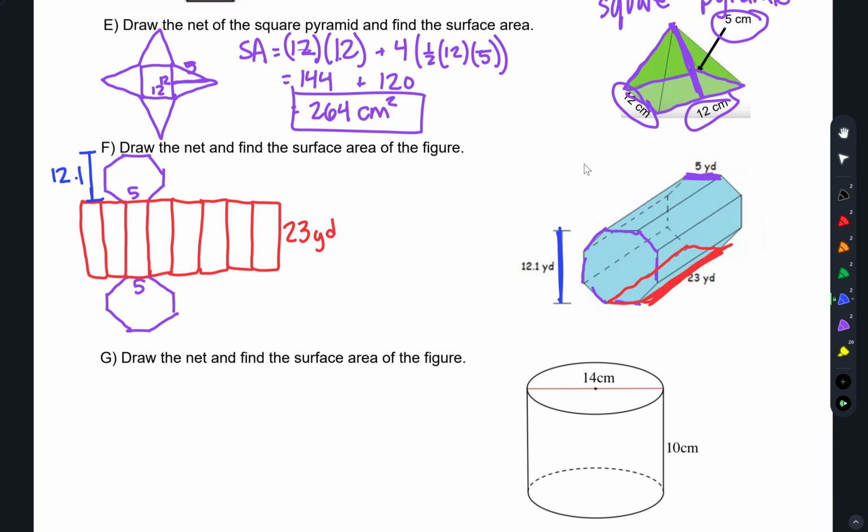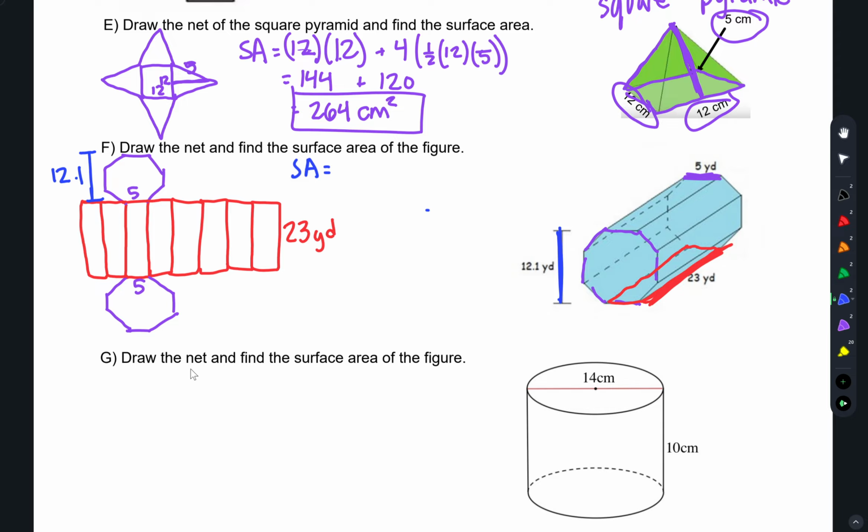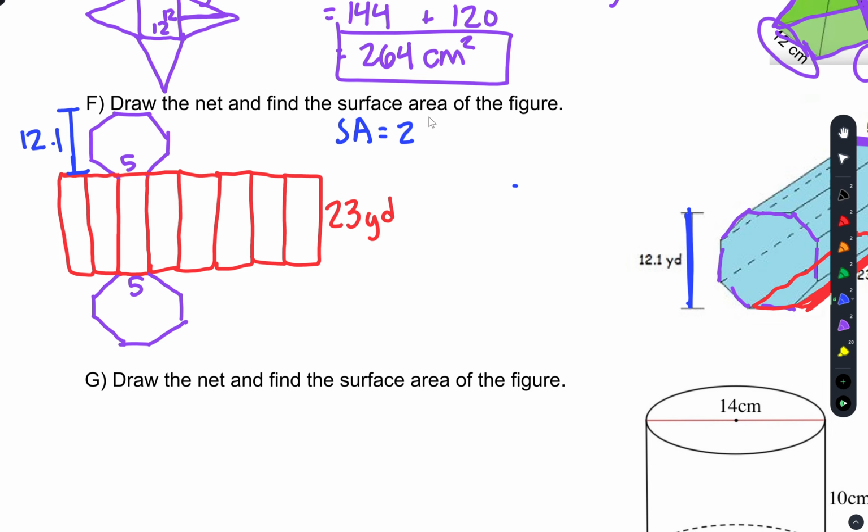Now we've got to figure out the surface area of this shape. I see 2 octagons and I see a bunch of rectangles. So let's call this SA for surface area. I'm going to start with my 2 octagons, so I'm going to do 2 times the area of an octagon. The area of an octagon formula, regular polygon, is 1/2 apothem times perimeter. Perimeter shouldn't be too bad for this octagon. Each side is 5. There's 8 of them. The perimeter is 40. Anybody know how we find the apothem of this shape?